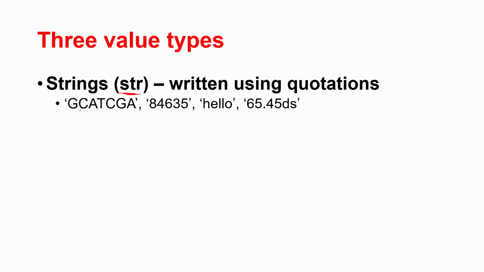For example, let's say we have a short nucleotide sequence, and we have these quotations around it. This means that this is a string object. Don't worry about what object means right now, but just know that this is a type, a value type. So this will be a string. This number will also be a string because it's in quotations. So with hello, and then this number with a decimal point and some letters, also between quotations, it is also a string.